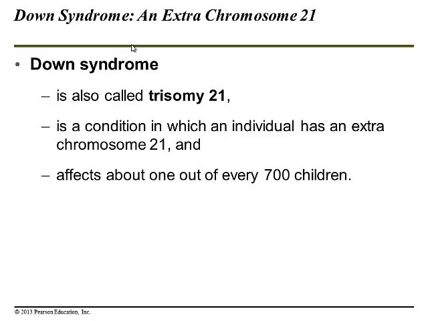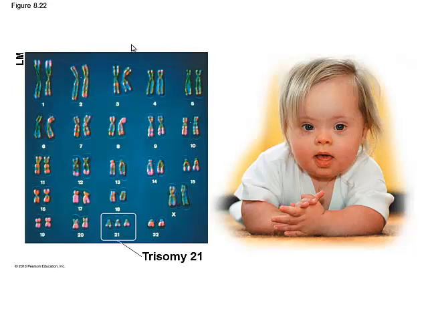A condition in which an individual has an extra 21st chromosome affects about 1 out of every 700 children born. And we're actually seeing more. Why do you think it's more than 1 in every 700? I don't think it's as much as 1 in 200, but it's definitely more than that.